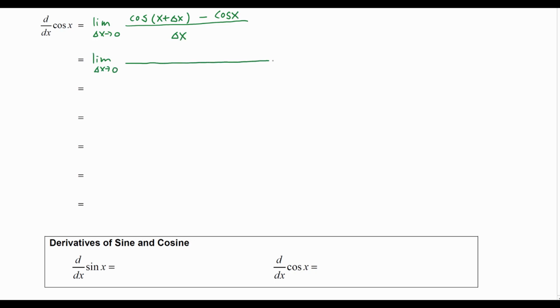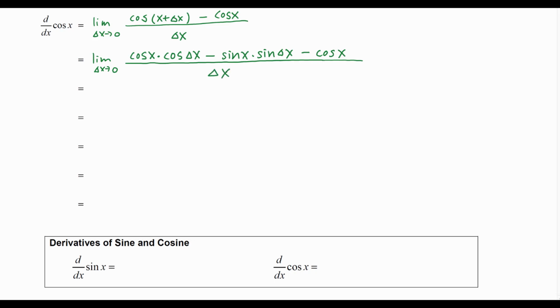Use the trig identity. Cosine of x plus delta x will be cosine x times cosine of delta x, minus this time, sine x times sine delta x. This is what cosine of x plus delta x is, minus cosine x, all over delta x. Do you remember what we did last time?